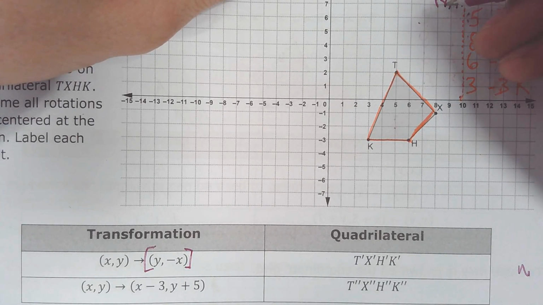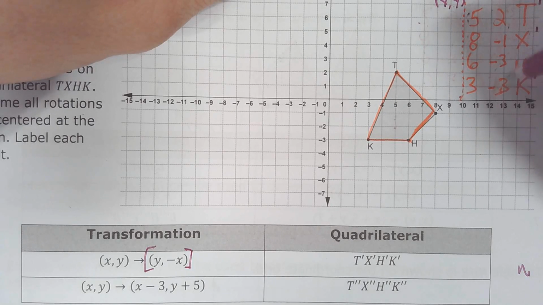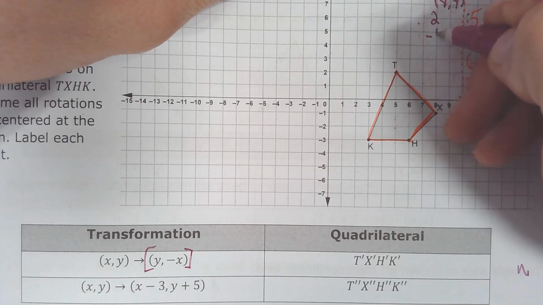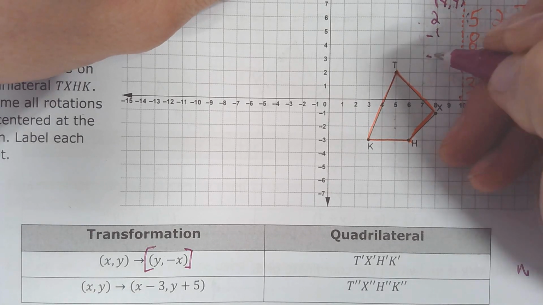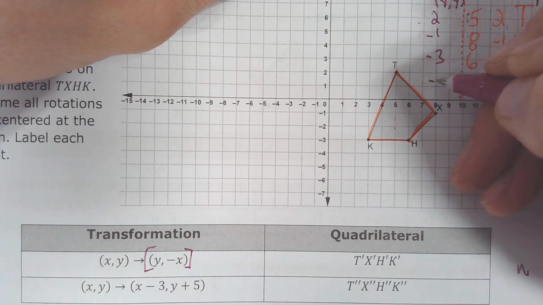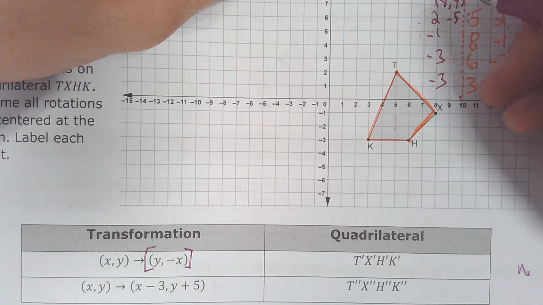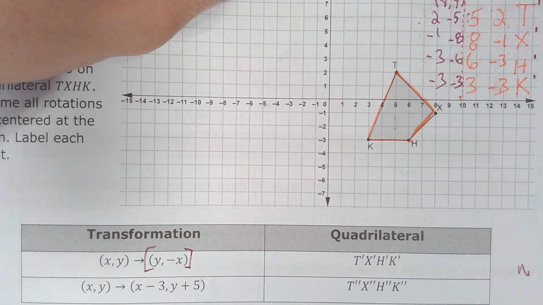Okay, so my x values are my old y values, so I'm just going to take my old y values and transpose them. It's going to be 2, -1, -3, and -3. And then my y values are going to be the opposite of my x values. So it's going to be -5, -8, -6, -3. I'm going to plot those.